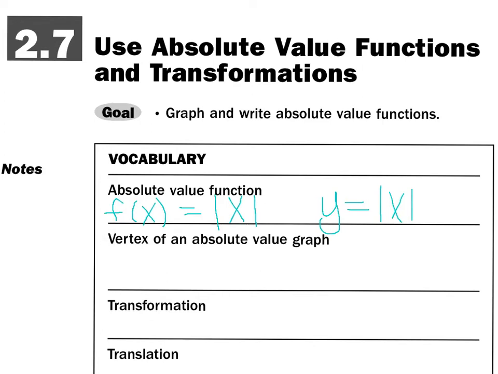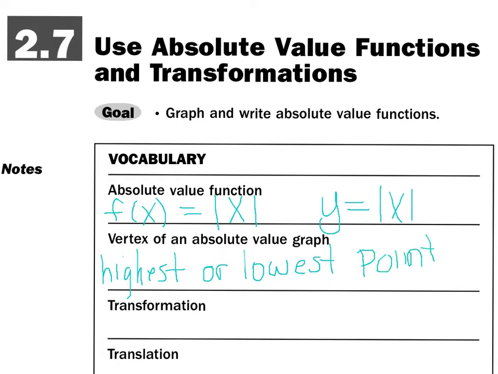Vertex of an absolute value graph is the highest or lowest point on the graph of the absolute value. It'll be the corner of the graph. So in this graph it would be right here, and then in that graph it would be right here, the vertex.